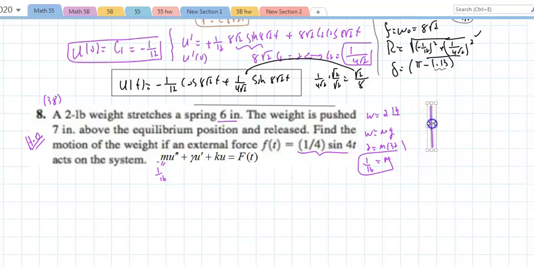And not only that, I know that F equals, normally we use kx, they like kL here, right? So F is 2, k, and the stretch is, let's see, 6 inches. Isn't that half a foot? So k equals 4. I got k, right?